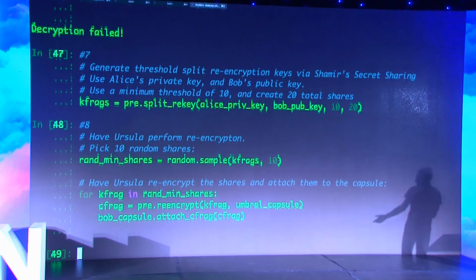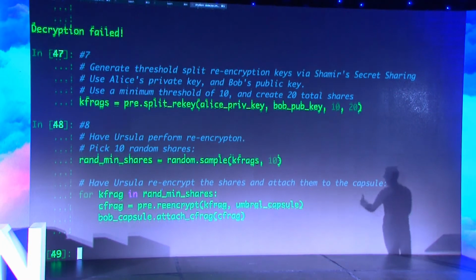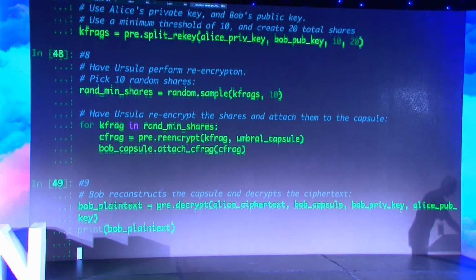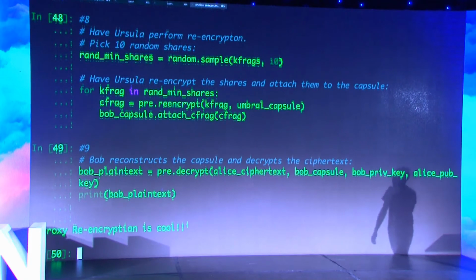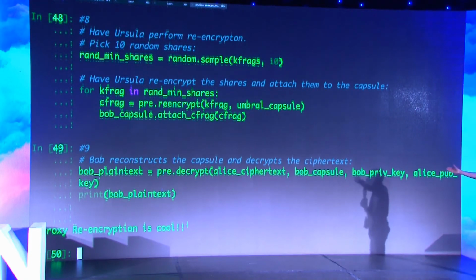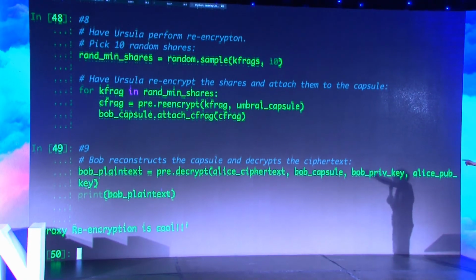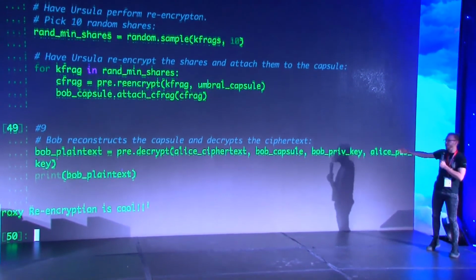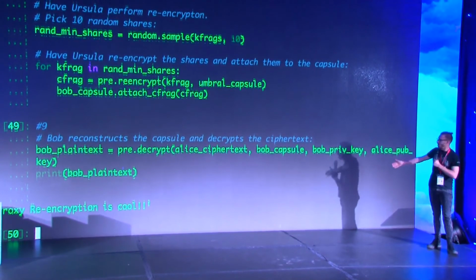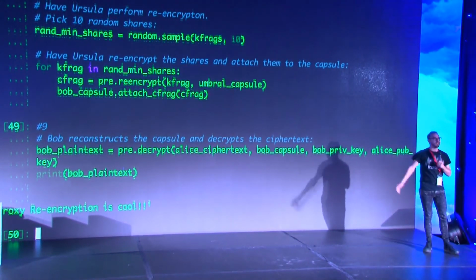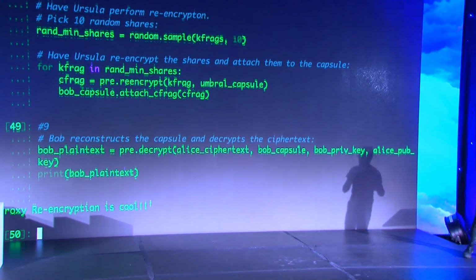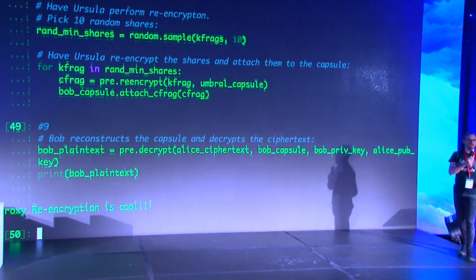Bob would attach them to his capsule, as you can see there, and then when it's ready, he can decrypt it. As you see here, Bob was granted access using this exact capsule by attaching the re-encrypted C fragments. When he attaches the C fragments, he can decrypt it with his own private key, which allows him to get access to the data even though it wasn't originally encrypted for him. This is essentially what is powering the NuCypher network.